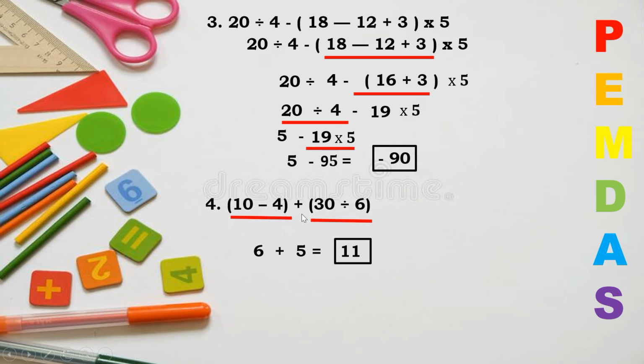Next, number 4. 10 minus 4 plus 30 divided by 6. So dalawa ang nasa loob ng parenthesis. Pwede nyo na silang pagsabayin. Okay, 10 minus 4, we have 6. Plus, ibaba, 30 divided by 6 is 5. So napakasimple lang. 6 plus 5 is equal to 11.